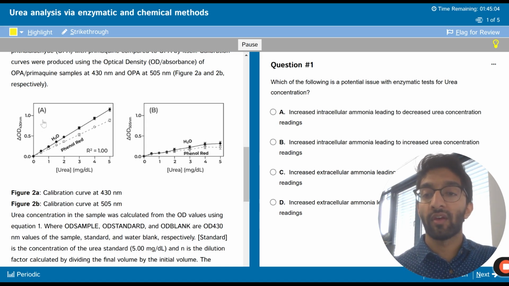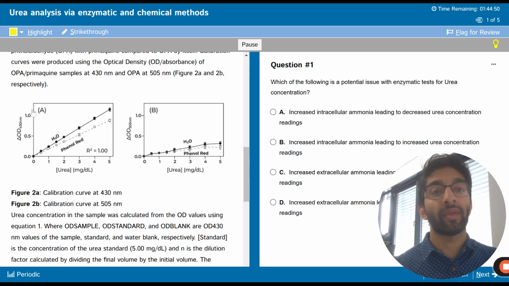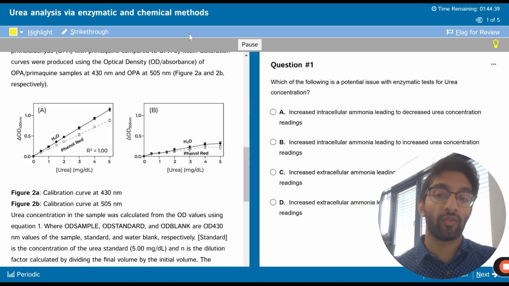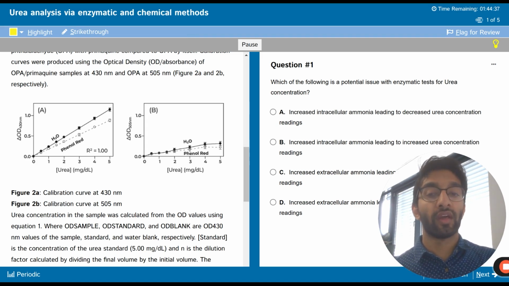On the left is the dependent variable, the optical density or the absorbance, and we notice that as the urea concentration increases, in general the absorbance increases. That makes sense, right? Because what is doing the absorbing is actually the urea and its combination with the OPA primaquine, or with the OPA alone. So basically, the more urea, the more absorbance you're going to have.